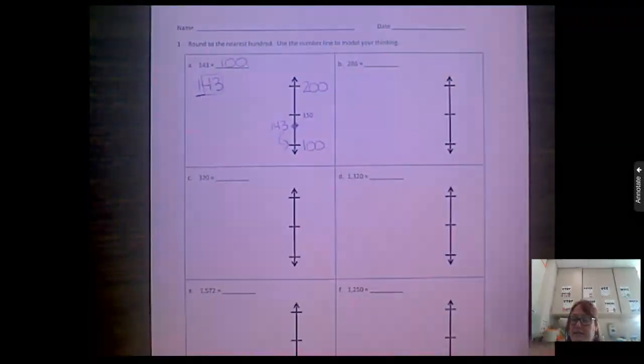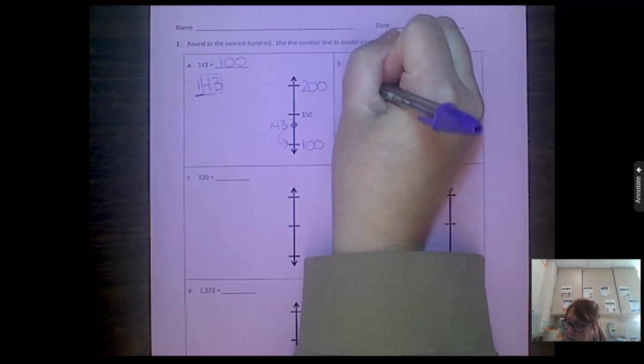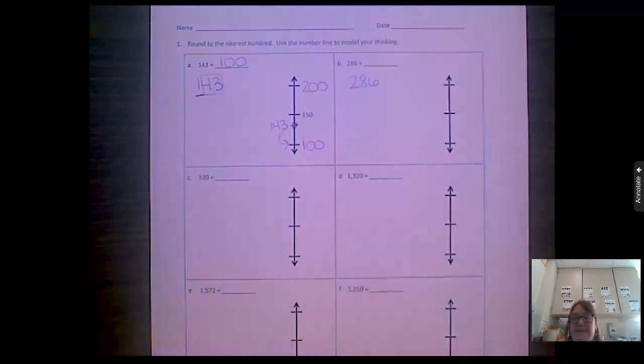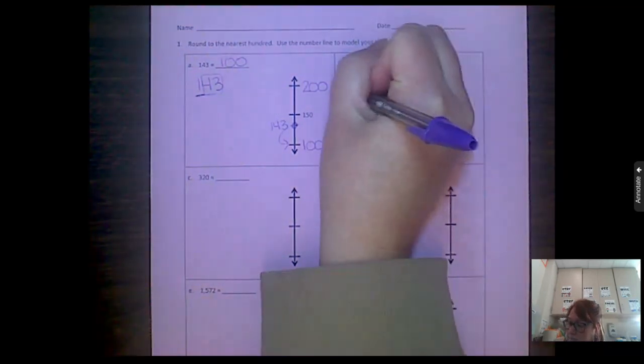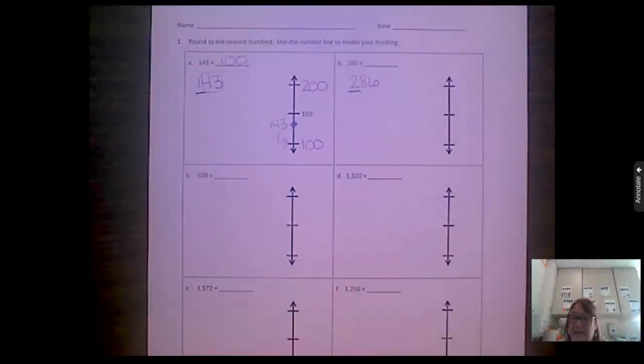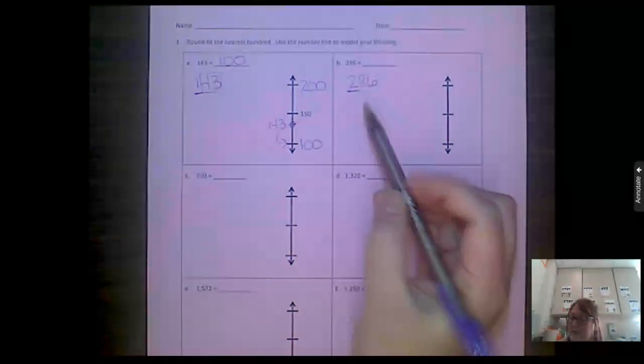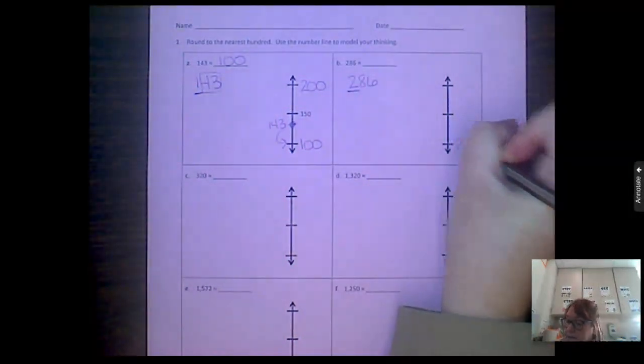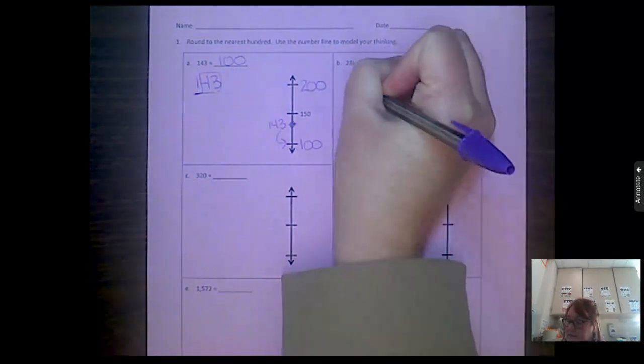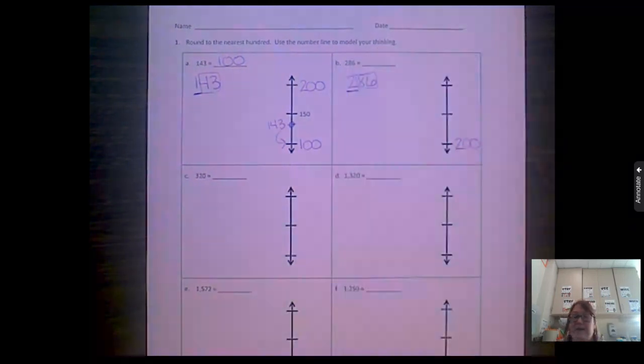286, I'm going to rewrite it. I just like to have it a little bit bigger so I can underline the number in my hundreds place. Which number is in our hundreds place of 286? The 2, right? So I know that since 2 is in the hundreds place, that's going to be my lowest 100. So I'm going to put the 2 right there. And then what 2 numbers do I need after it? Zeros. You got it. So the 8 and the 6 are going to become zeros because remember, we're rounding to the nearest 100. So therefore, those become zeros.